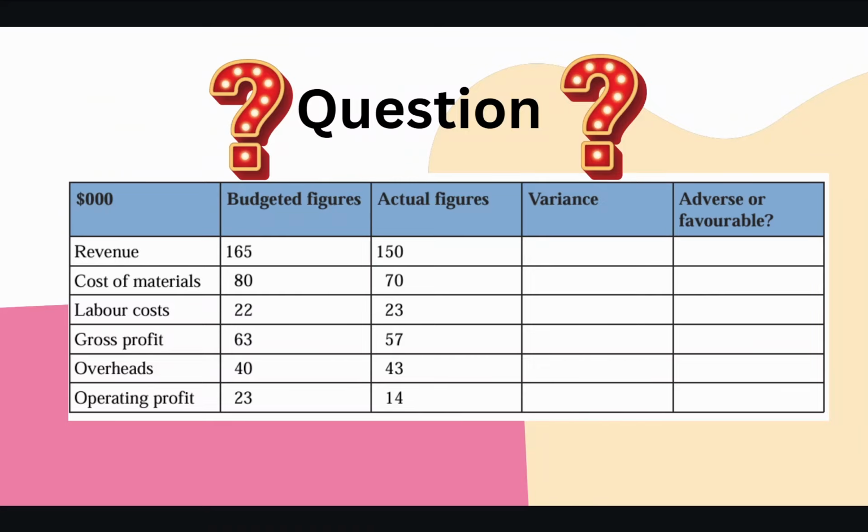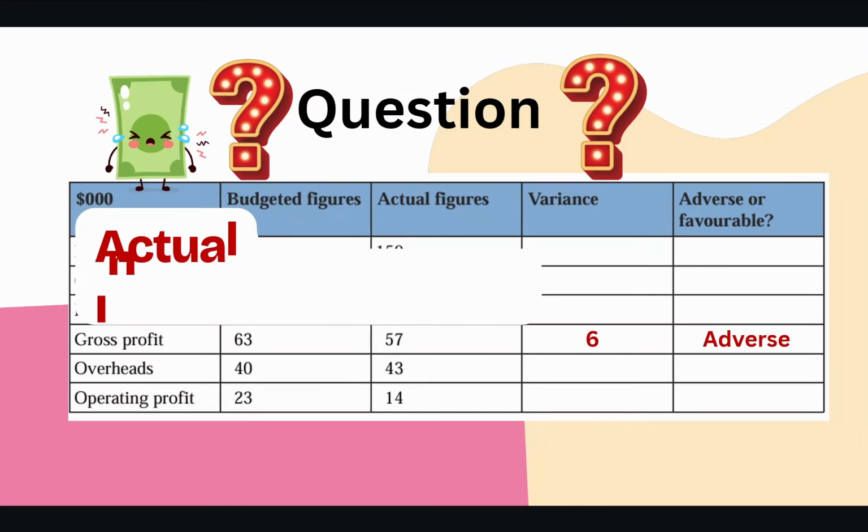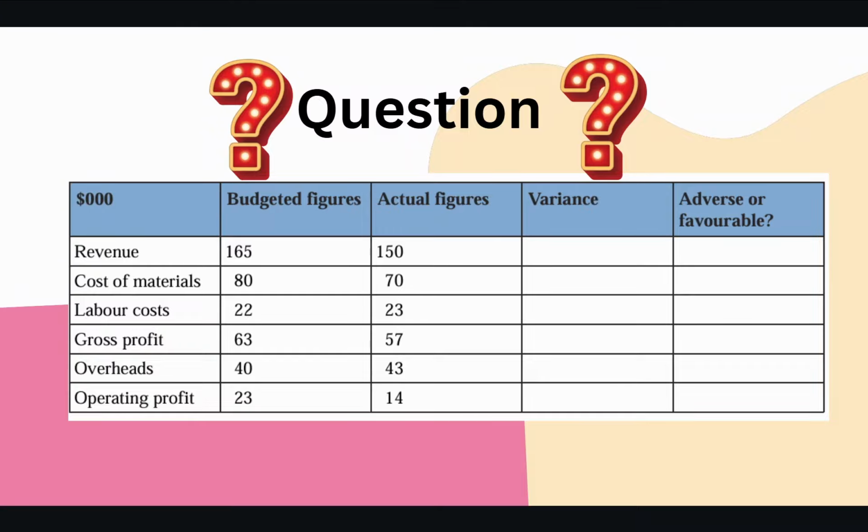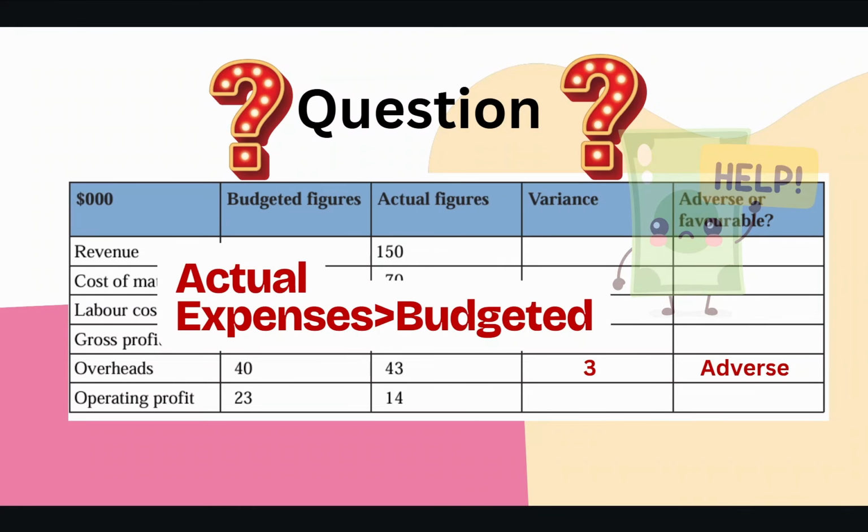Gross profit, 63 versus 57,000. The variance is 6, which is adverse because my actual incomes ended up being less than my budgeted. Overheads, 40,000 versus 43,000. The variance is 3. In this case, it's adverse because my actual expenses ended up being more than what I budgeted for.